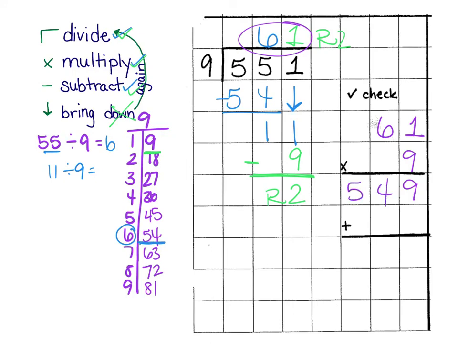54. Now, this answer is not the same as this because we still have our remainder to add. So don't forget your remainder. We are going to add 2. 9 plus 2 is 11. Carry the 1. 1 plus 4 is 5. And 5 plus 0 is 5. So our answer, 155, is the same thing that we started with here. So that answer is correct.